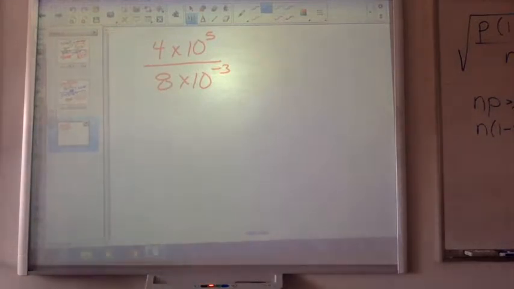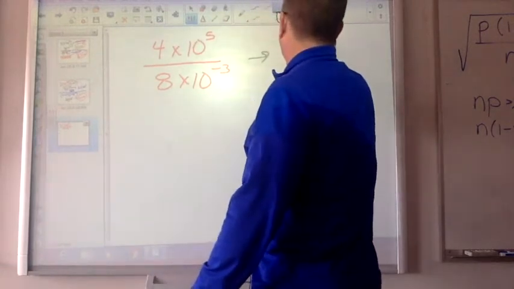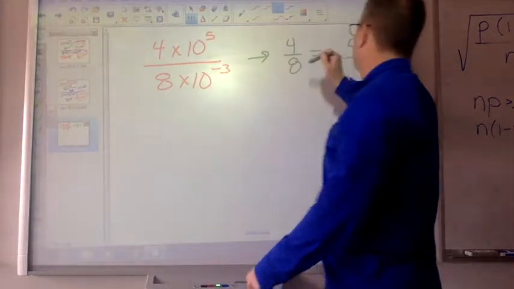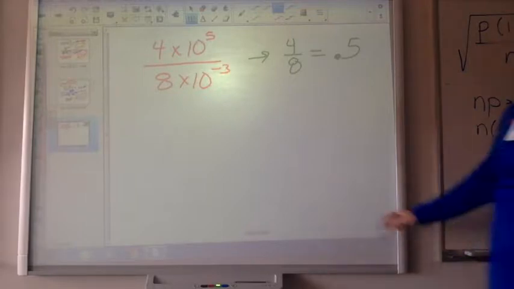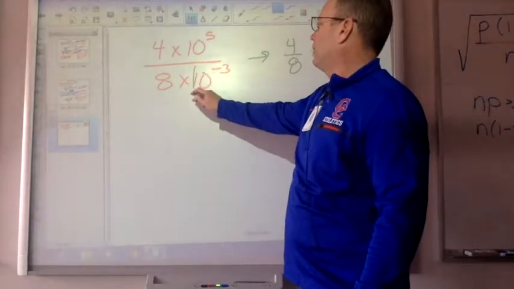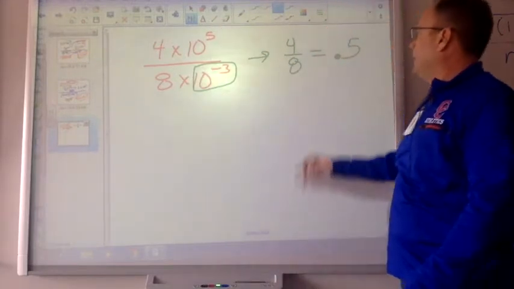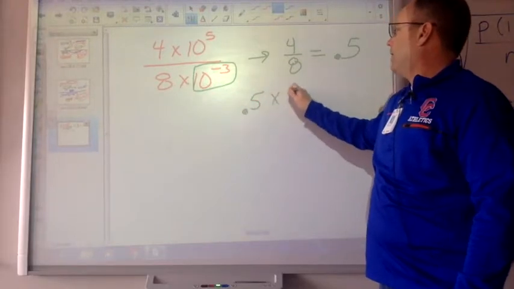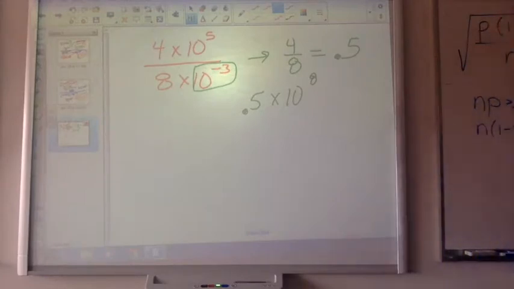So looking at this problem, we have to recognize that 4 over 8 is the same thing as 0.5. Is that okay? Now, I do have a negative exponent down here, so if this were to move up, how many 10s would be up top then? 8. So that means I have 0.5 times 10 to the 8th power. Okay?